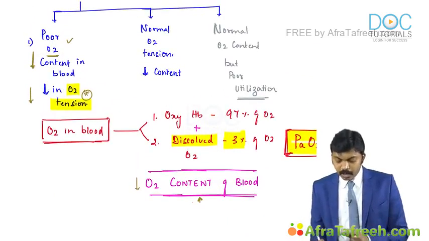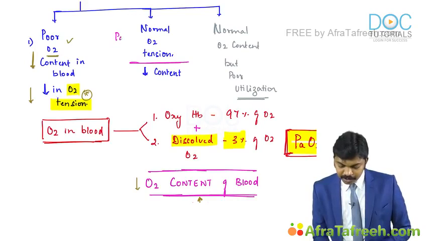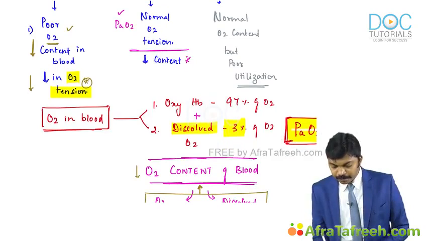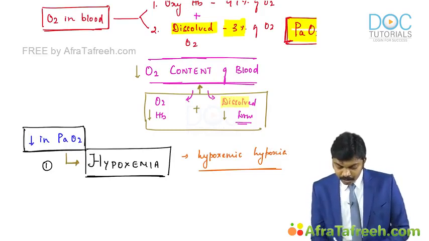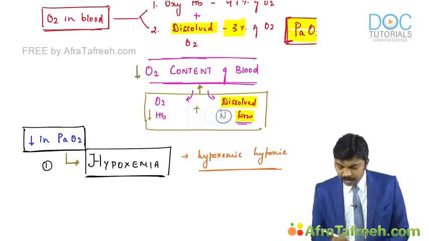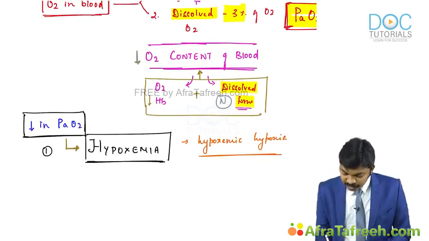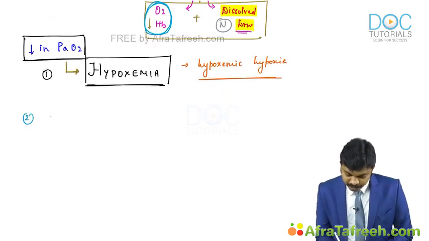The second one, normal oxygen tension. Oxygen tension is normal, which means partial pressure of arterial oxygen is normal, but the content is reduced. When the dissolved form is normal, but you still have reduction in arterial oxygen content, what can be the reason? This is absolutely because of reduction in oxyhemoglobin.